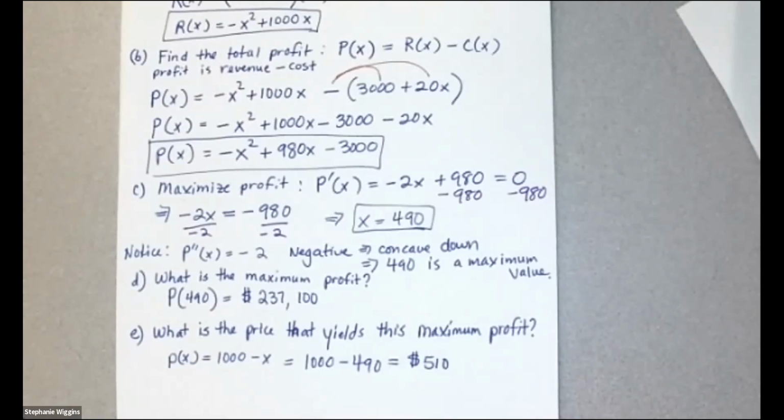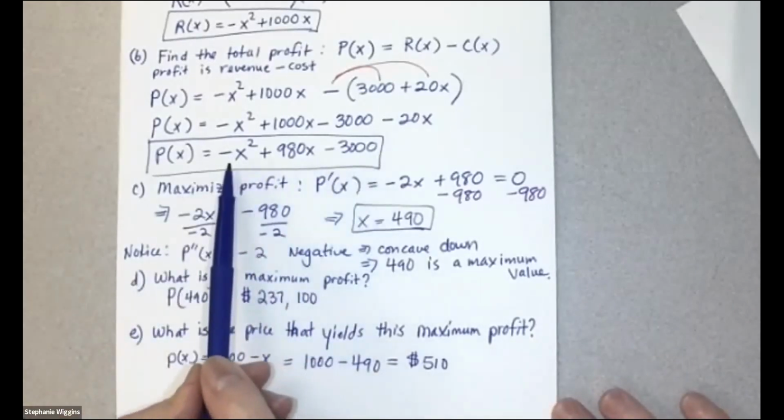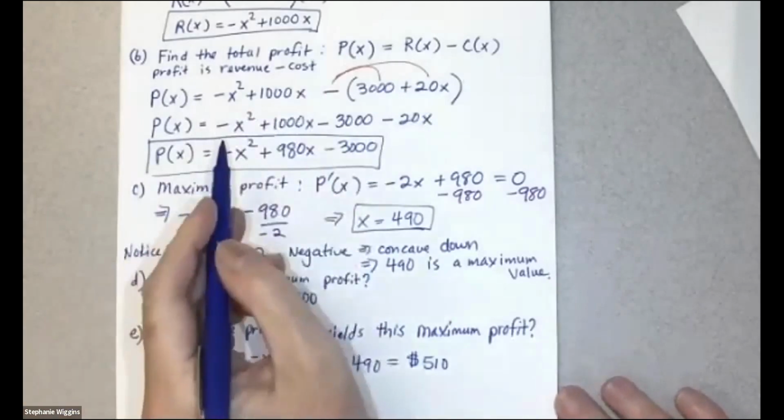So it's a balancing act, right? If you set the price too high, not as many people are going to buy it. If you set it too low, you're not going to make as much money on the items. And so even though a lot of people may buy it, you're not making it, so there's a balancing point there. And that's because notice that our profit function is a quadratic function. And so it opens down.